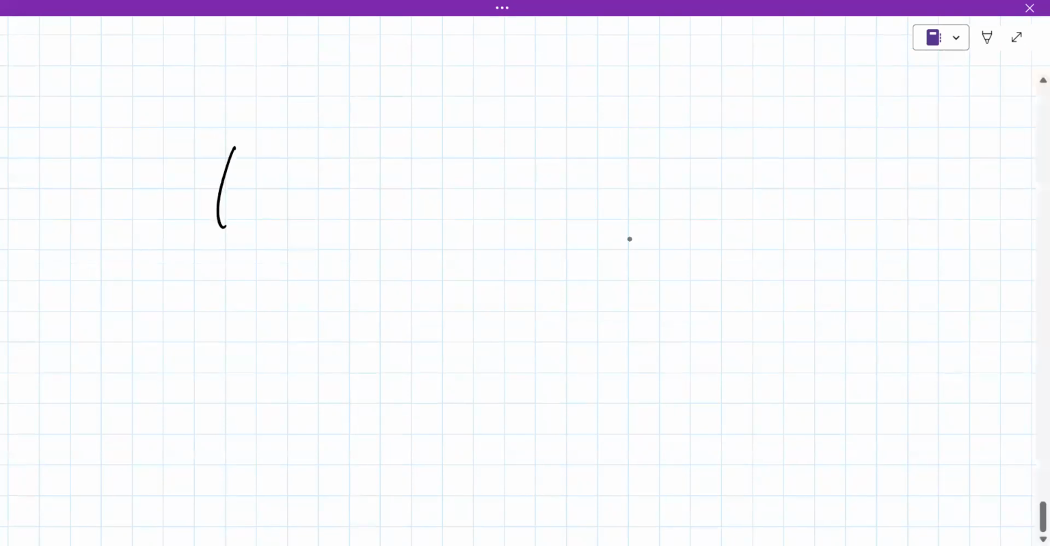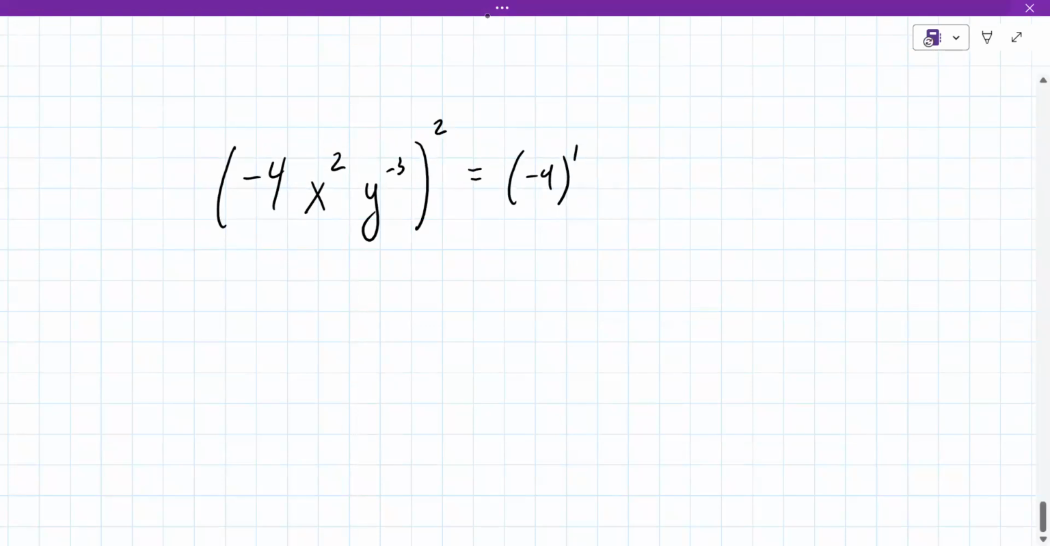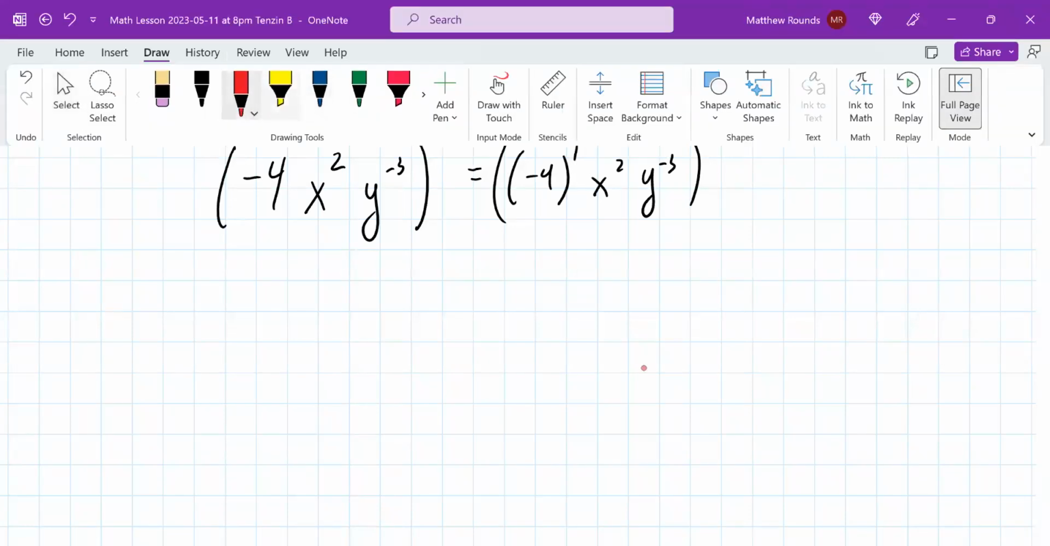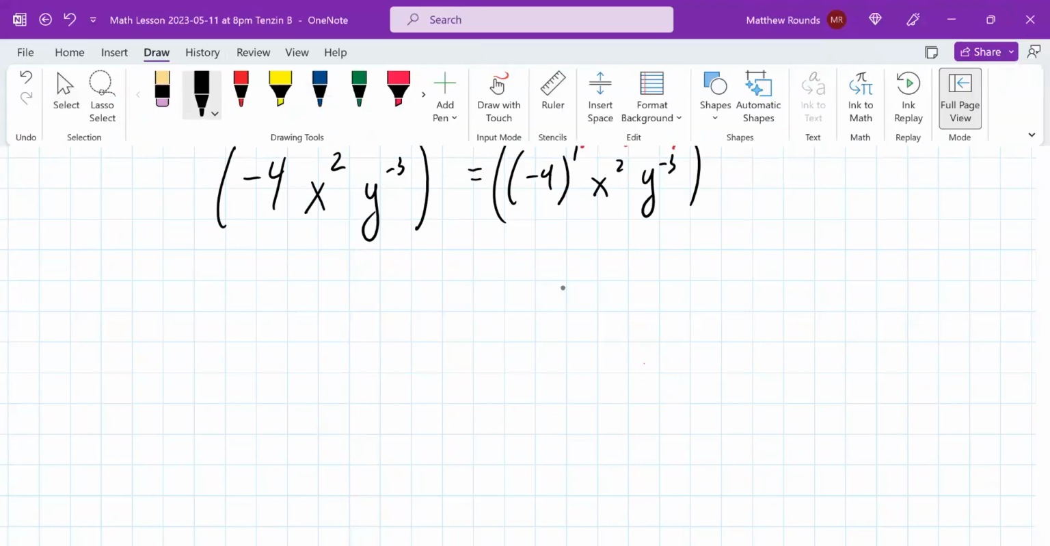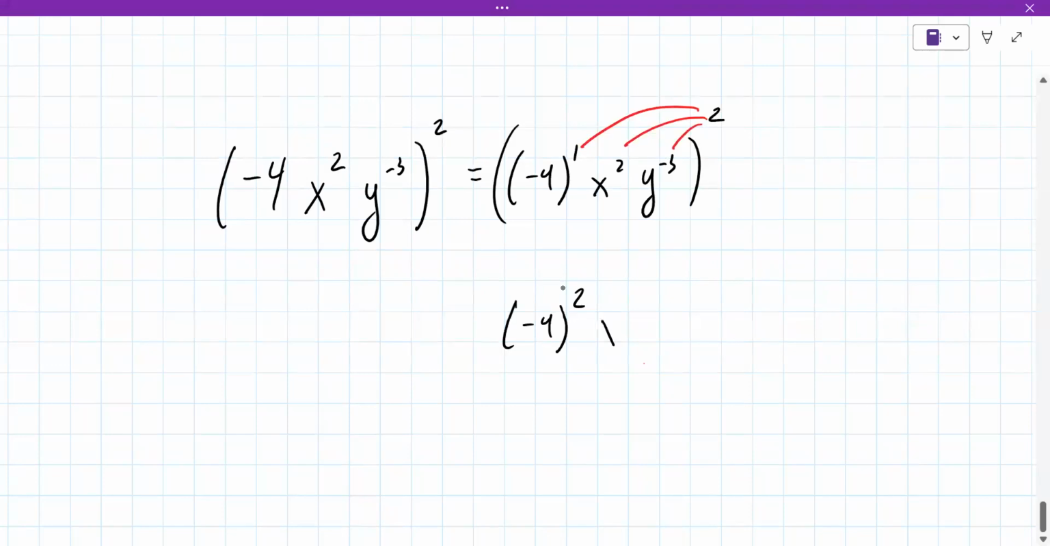Let's try -4 x squared y to the -3 all to the power of 2. Okay. So I'm just making this up here. -4 to the power of 1 x squared y to the -3 all to the power of 2. So I'm just rewriting that -4 in parentheses with a power of 1 exponent. Really important to do that. And then you multiply each of these by the exponent. So it becomes -4 to the power of 2, x to the power of 4, and y to the -6 power.